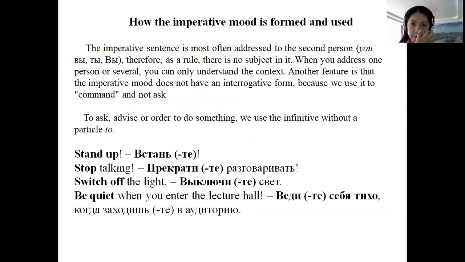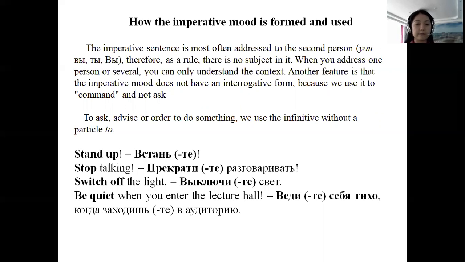How the imperative mood is formed and used. The imperative sentence is most often addressed to the second person. It's you, yes. Therefore, as a rule, there is no subject in it. When you address one person or several, you can only understand from the context. Another feature is that the imperative mood doesn't have an interrogative form because we use it to command and not ask.